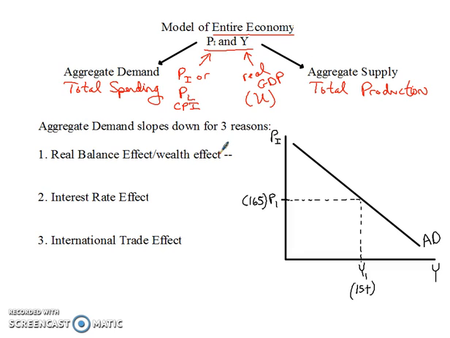The first one, some places will call the real balance effect. I'm going to call it the wealth effect. A lot of books do call it the wealth effect, and that's just my preferred term. I think it captures the idea. Let's say we get an increase in inflation, and the price index is rising. Prices in society as a whole are going up.